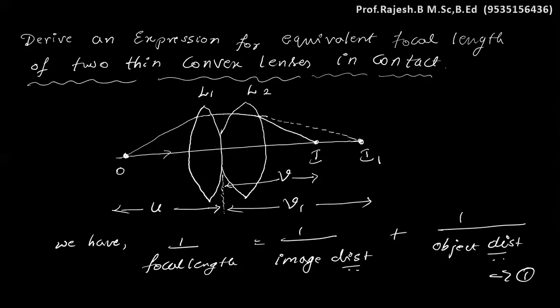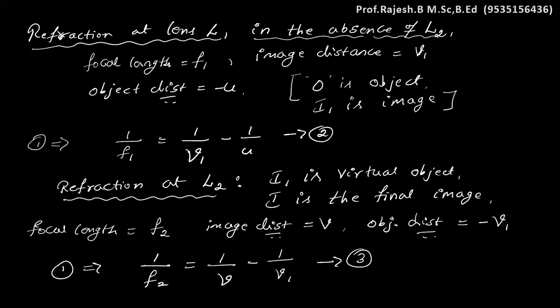So this is the general formula we are using. 1 by focal length equals 1 by image distance minus 1 by object distance. Apply this formula for the two lenses separately. Now for the first lens, when you apply, focal length becomes F1 and image distance becomes V1. Object distance is minus U. Right? Substituting in the general formula, you get equation 2. Next, for the second lens, I1 acts as a virtual object, I is the final image. And focal length for the second lens, we can take it as F2, image distance is V, object distance is minus V1. Substitute that in equation 1, then you get the third equation.